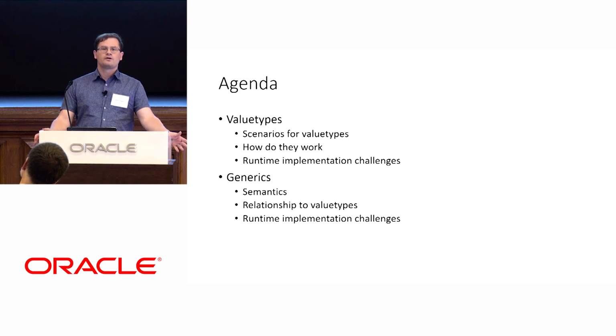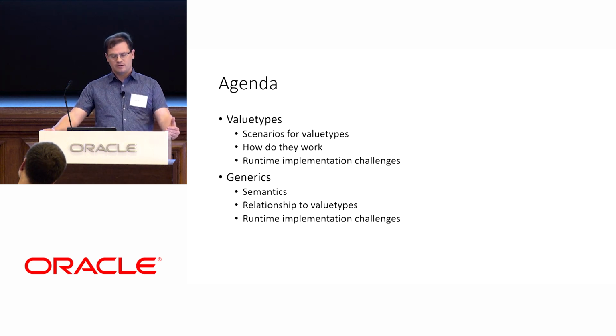What do we want to talk about here? We want to talk about how .NET uses value types and what the scenarios are. How do they work in .NET? What's different about them? Possibly some of the changes we have as compared to, say, Valhalla. And what are the problems that we have in our runtime because we have value types?